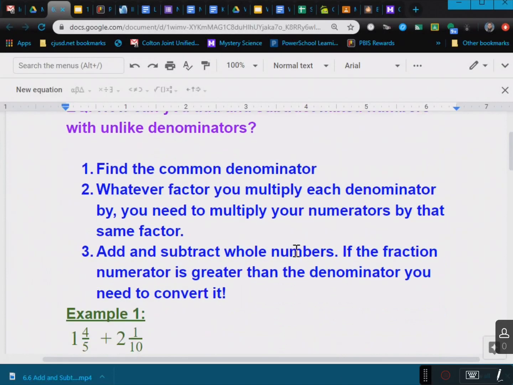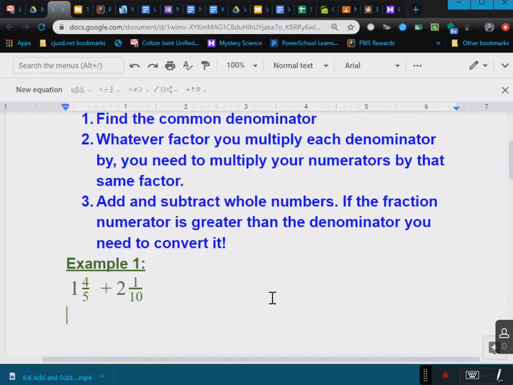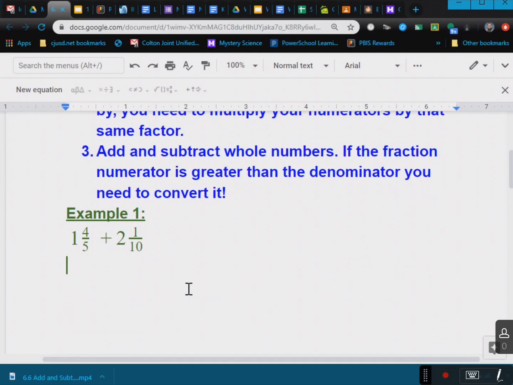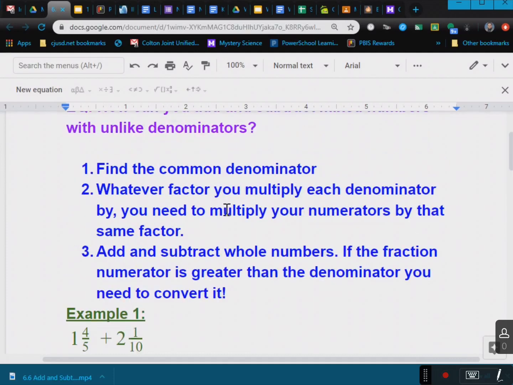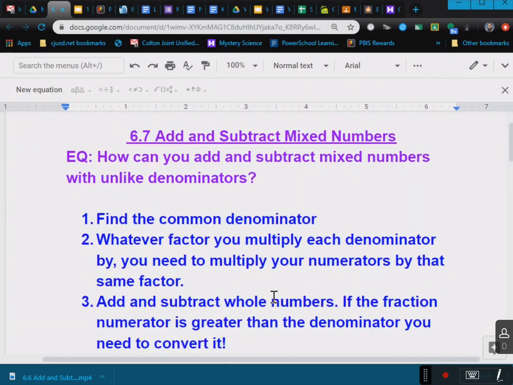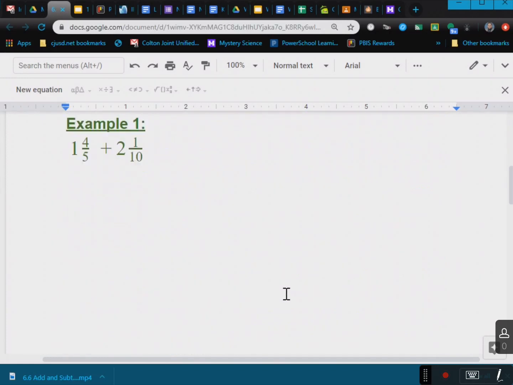The steps which you need to write down are: find the common denominator, same steps as before. Whatever factor you multiply each denominator by, you need to multiply your numerators by that same factor. The third step is to add and subtract whole numbers. If the fraction numerator is greater than the denominator, you need to convert it, and we'll talk about that when we get into it, okay? So there's the steps right there if you need to pause. We have 3 examples. We're going to start with example 1.